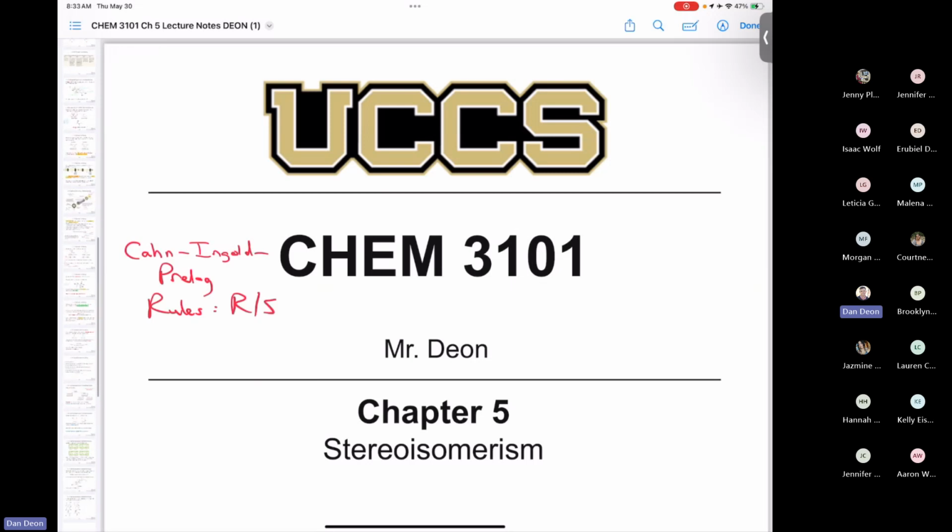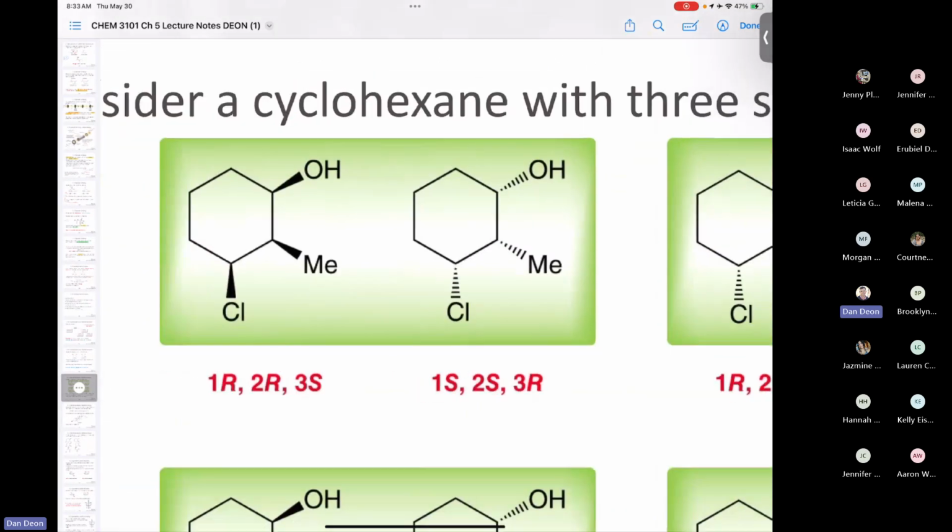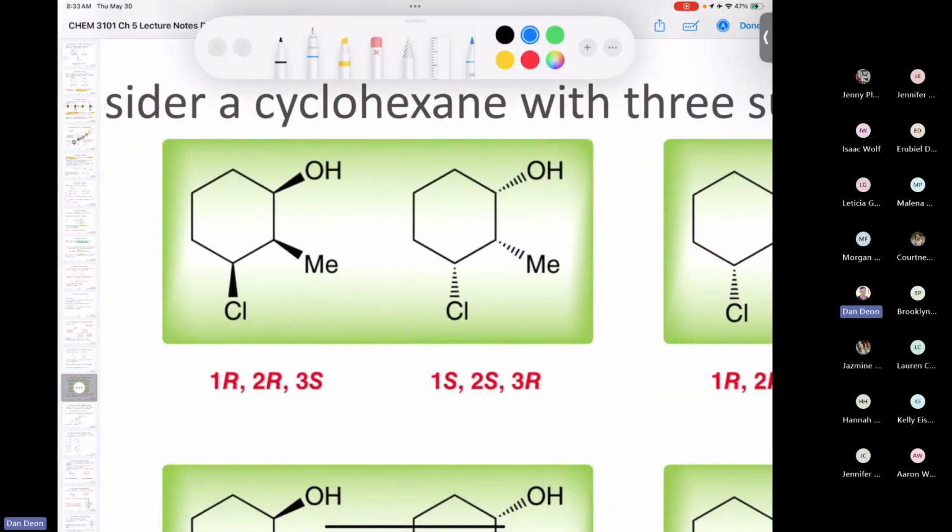We flip a dash to a wedge and a wedge to a dash, right? So we see with these two compounds, again, every single wedge is flipped to a dash. This wedge flipped to a dash, this wedge flipped to a dash. So that is the definition. So these two compounds are enantiomers.